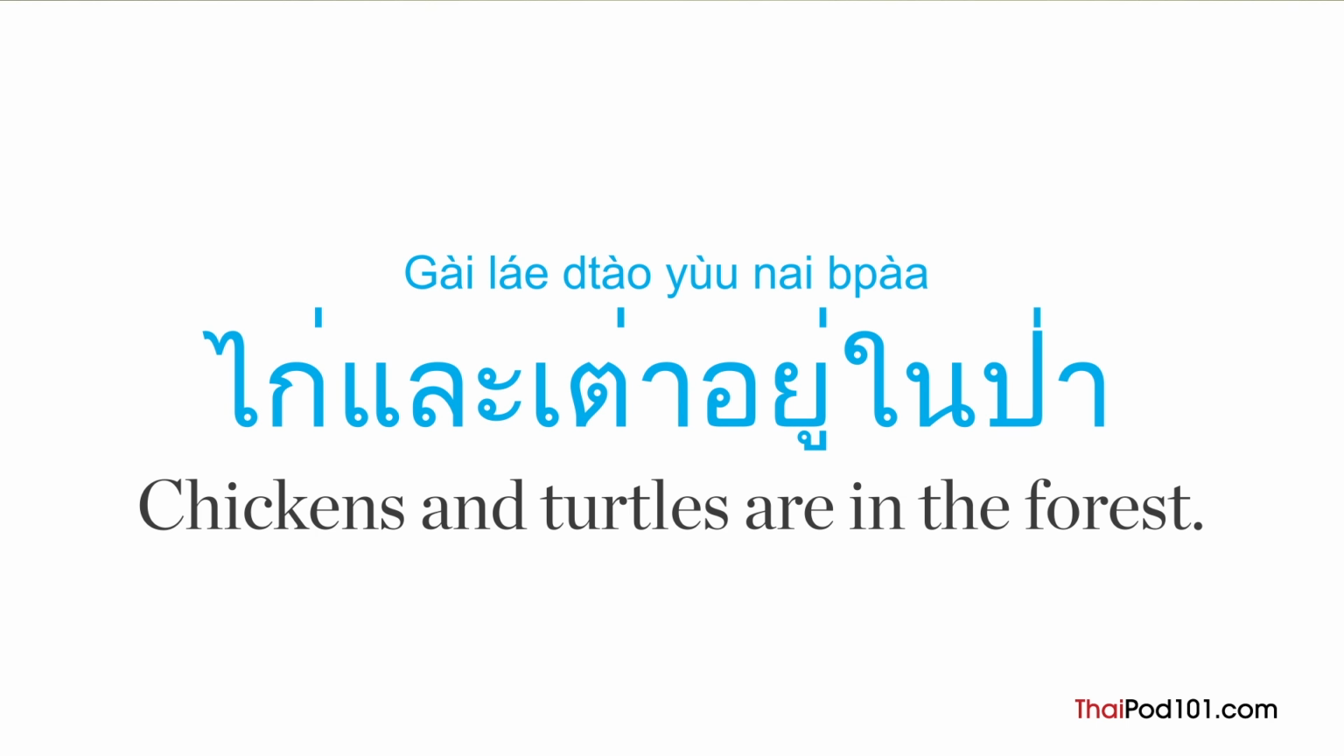ไก่และเต่าอยู่ในป่า Chickens and turtles are in the forest. Now, in this sentence, the word และ is spoken in a high tone and ใน has a middle tone. The rest of the words in the sentence are spoken in a low tone. To perfect this tone, make sure you keep your pitch as low as possible.